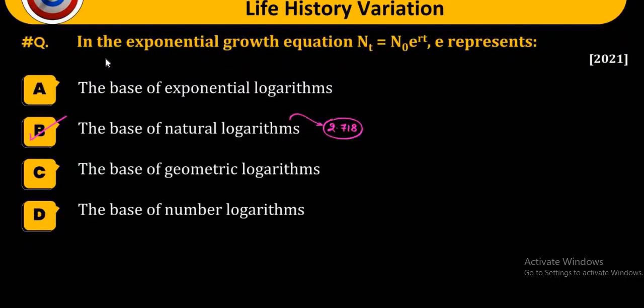Next question, in the exponential growth equation Nt is equal to N naught e to the power rt, e represents the base of natural logarithm. Option B is correct.